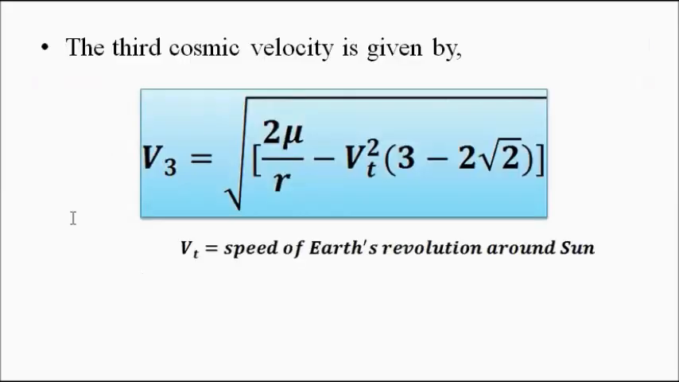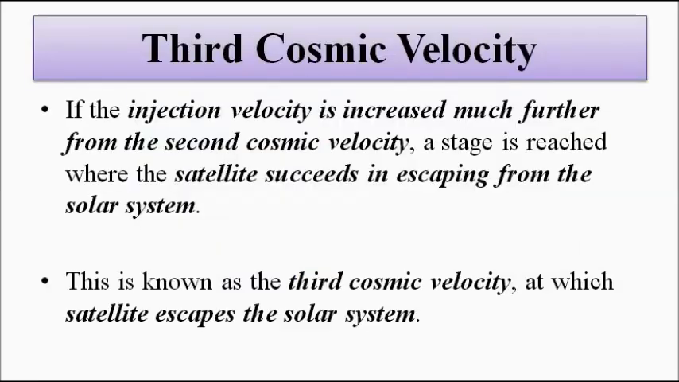The mathematical expression of the third cosmic velocity is given by V3 is equal to root over of 2 mu by small r minus V subscript t square, into 3 minus 2 root 2. Here mu is, as usual, the product of the universal gravitational constant and the mass of Earth. Small r is the perigee distance. Vt is the speed of Earth's revolution around the sun. So the third cosmic velocity is that launch or injection velocity at which the satellite escapes Earth's solar system.